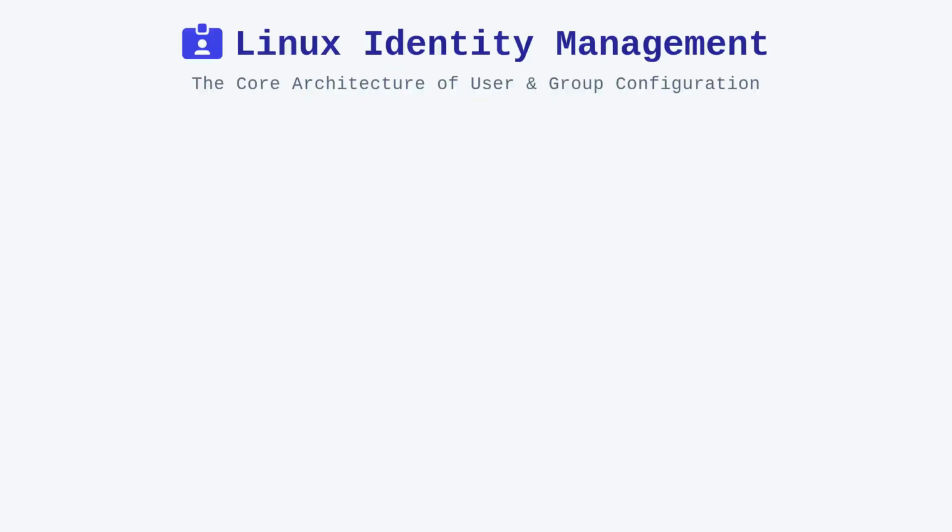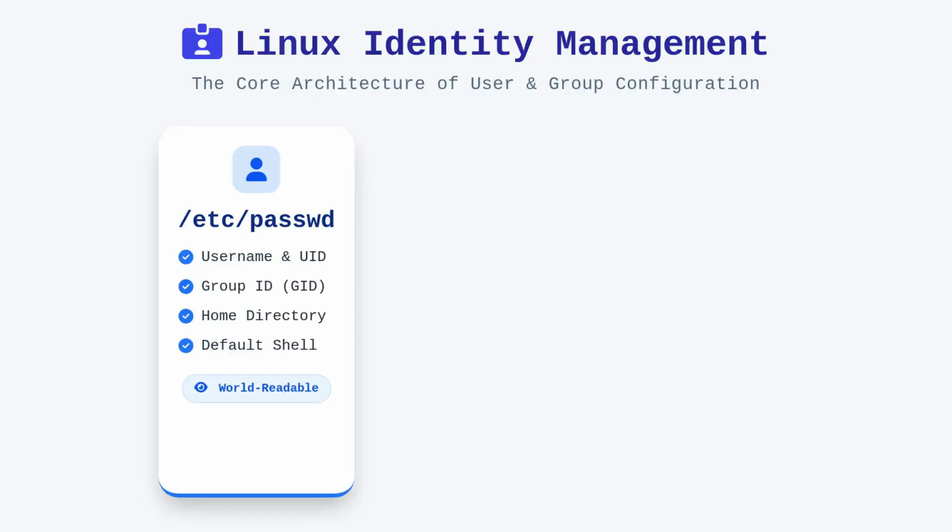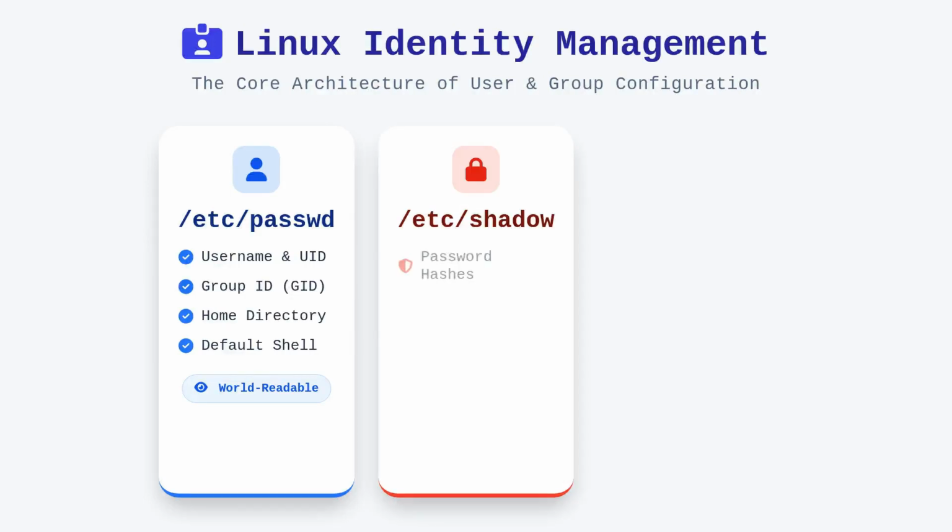At the heart of Linux identity management lies a specific set of text files that store user and group information. The most important of these is /etc/passwd, which contains records for every user account, including their username, UID, GID, home directory path, and default login shell. You will notice that while this file is world readable, the actual password hashes are stripped out and stored in /etc/shadow.